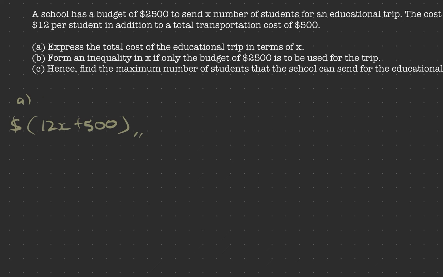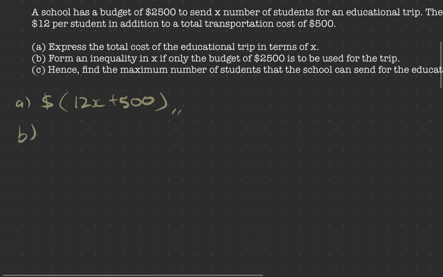Okay, just going to move this up here. Okay, that will be the total cost for the educational trip. Now let's move on to part B. Form an inequality in X if only the budget of $2,500 is to be used for the trip.